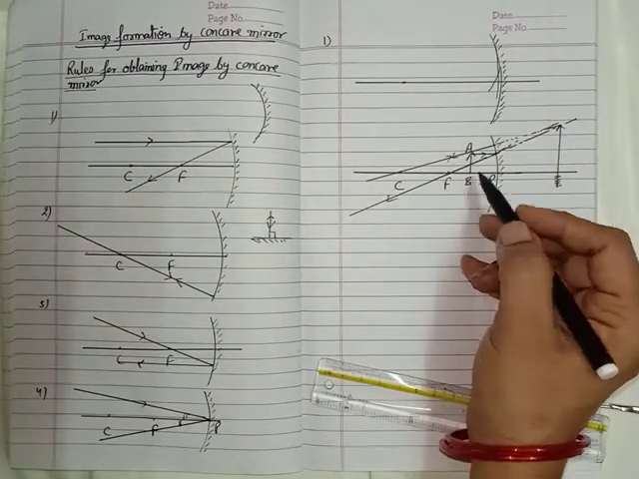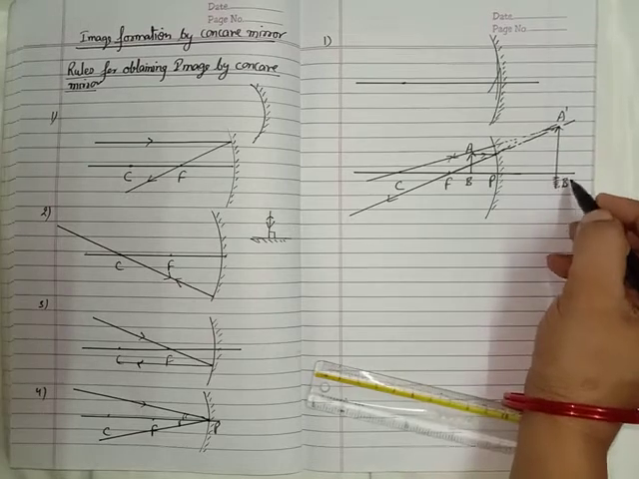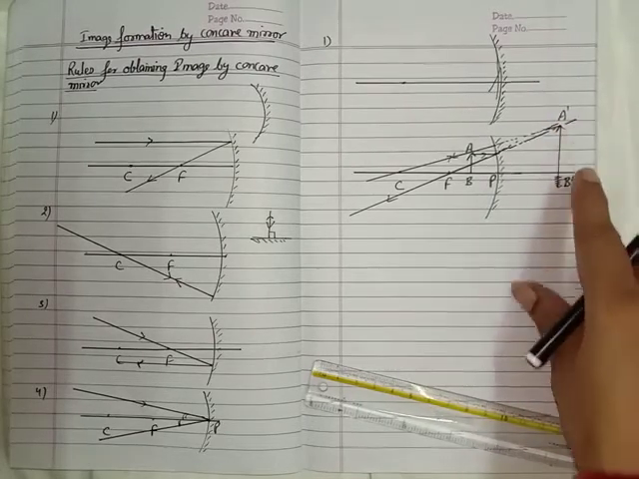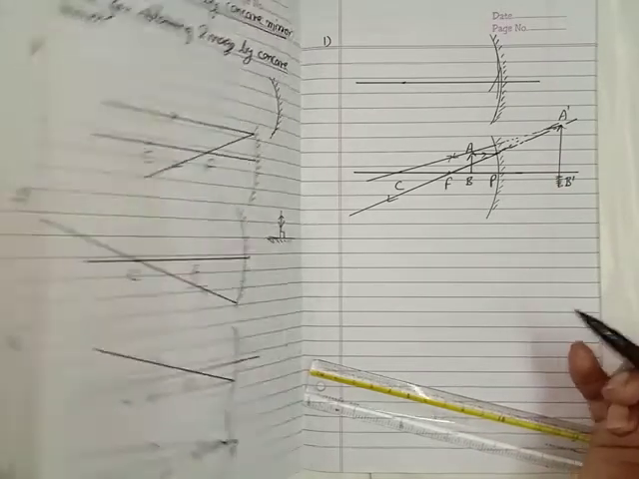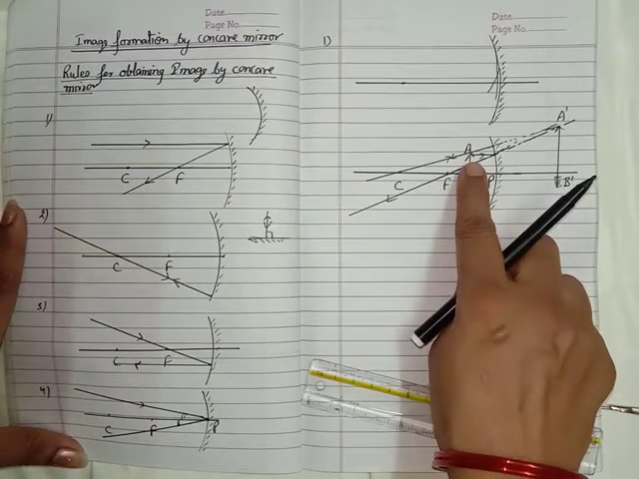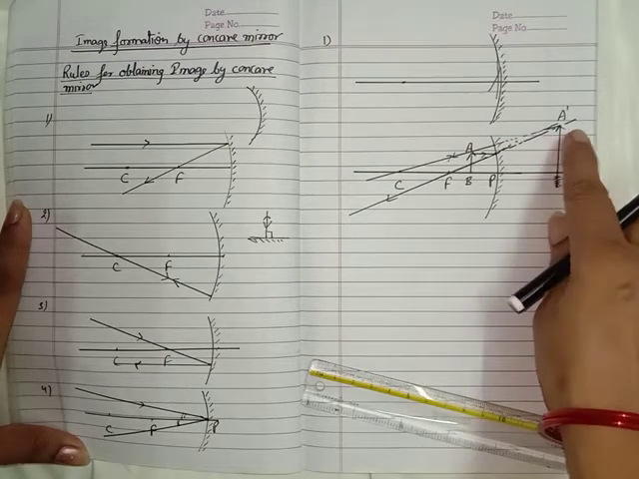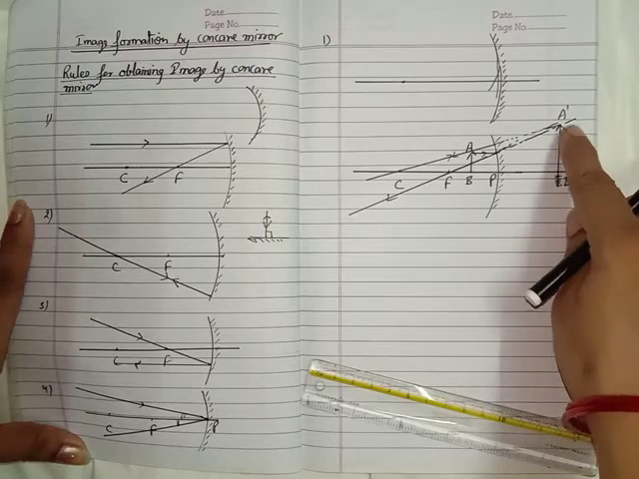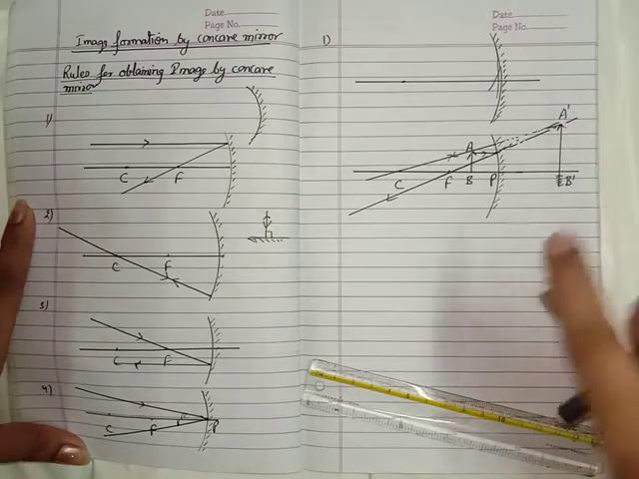This is the object AB, and this image is A dash B dash. This is the image. Okay, so you can mark it with the symbols A dash B dash. And what can be the nature of the image? If we start from this part of the object, this is the head of the object. So when the light rays meet at the point, we say this is the head of the object. Now we know that the object is erect. It means it is straight, right, not inverted, not upside down.